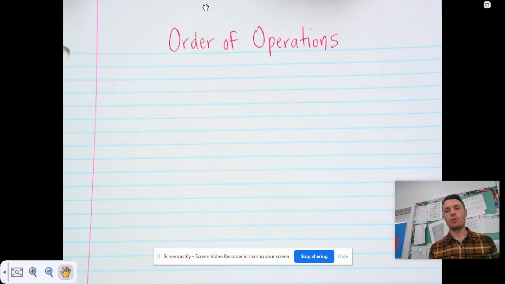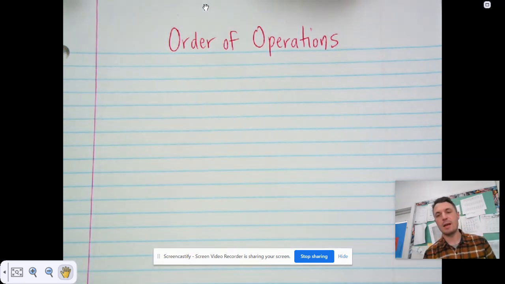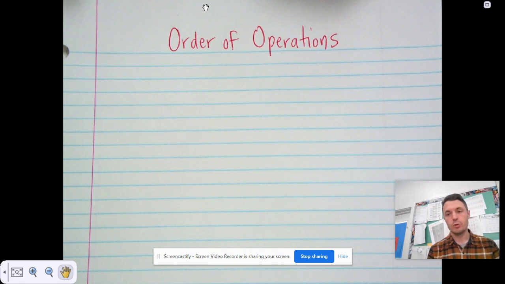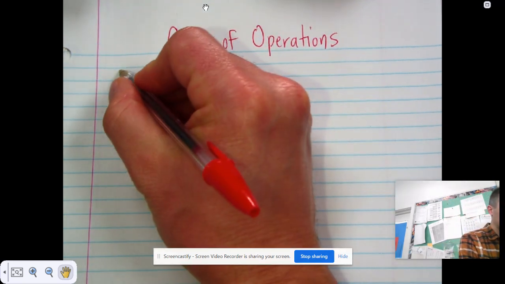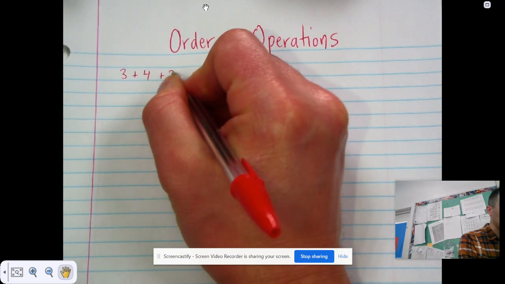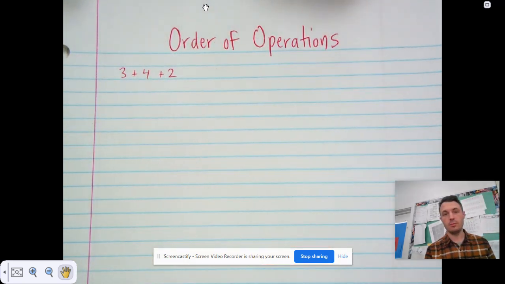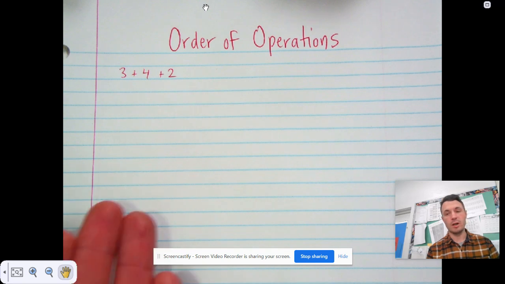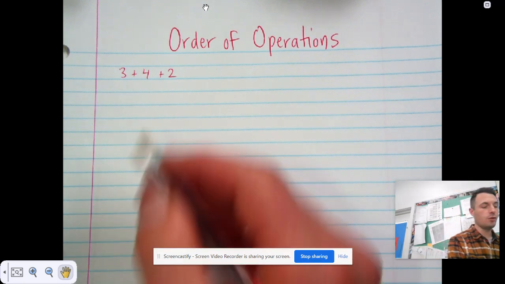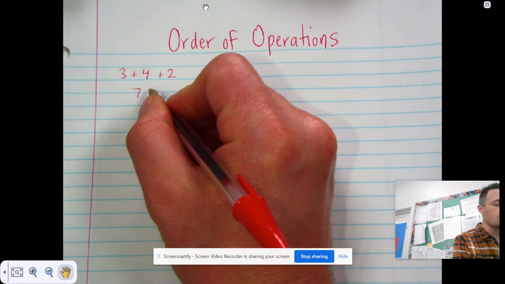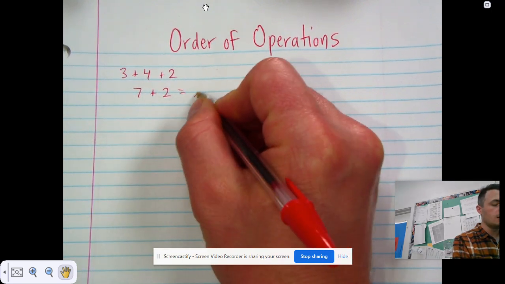So when we're talking about order of operations, we're talking about the steps we use to complete a mathematical expression. Remember that an expression is a combination of numbers and operations, like something as simple as 3 plus 4 plus 2. That's an expression. How do we solve it? There's only one operation here. It's addition. So we just add from left to right. 3 plus 4 is 7. Then we add the 2 and we get 9.